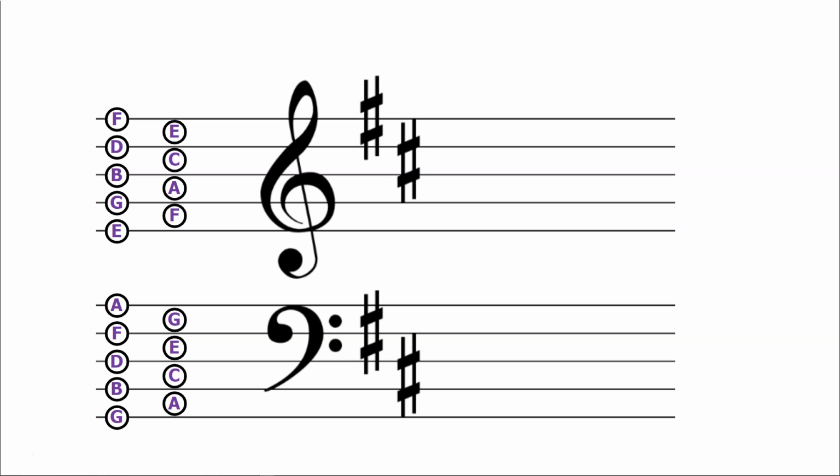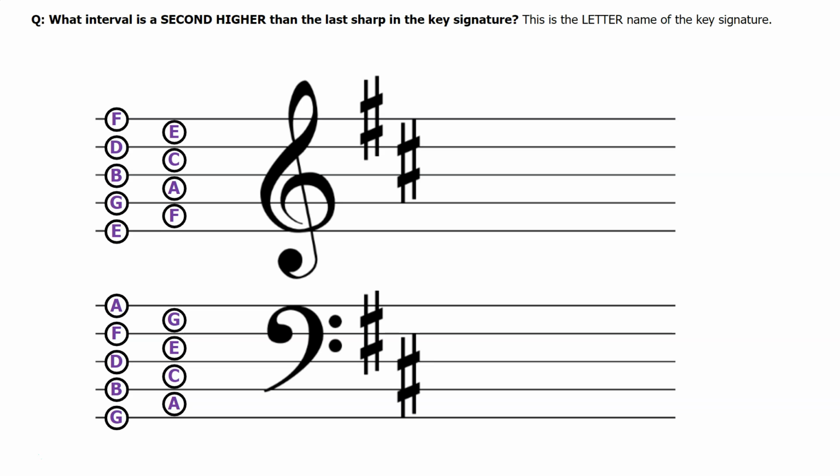You can follow along in treble clef or in bass clef, whichever staff is easier for you to learn with, since the process for naming a key signature is the same in any music clef. Okay, in this key signature, we can see two sharps. The first of two questions we need to ask ourselves is, what interval is a second higher than the last sharp in the key signature? Once we find that, that will be the letter name of the key signature.